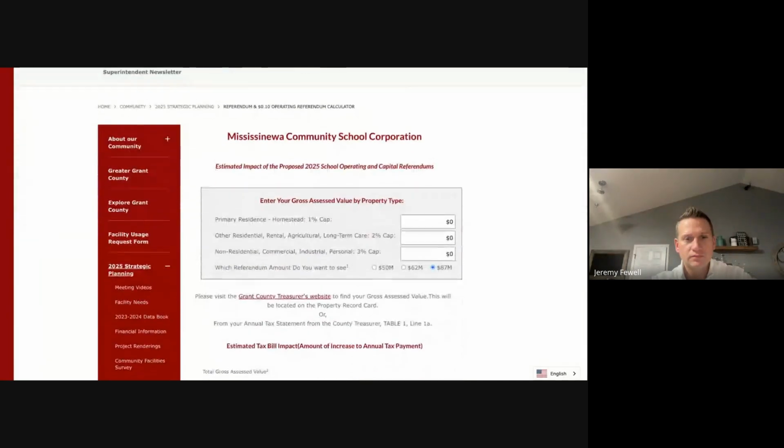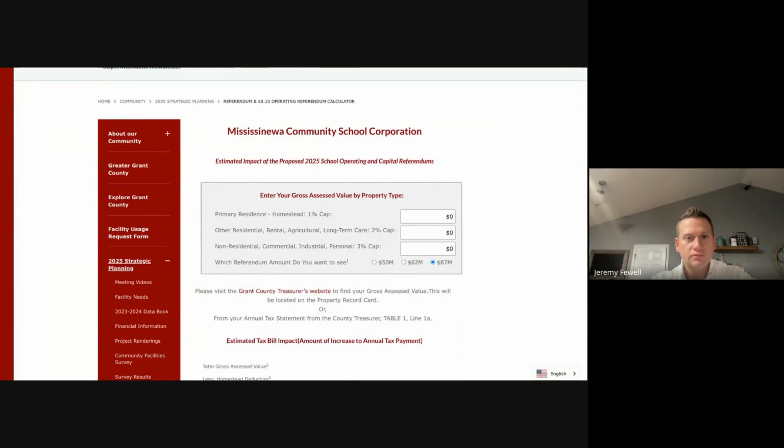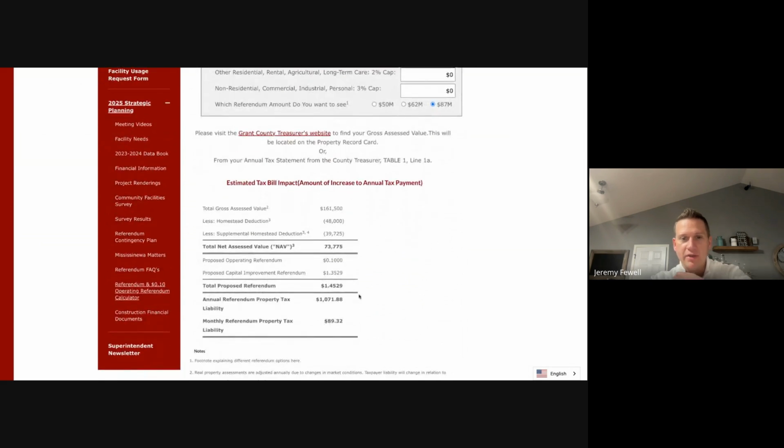Pull that up. So we're going to go on this line right here, $161,500, and that's for the $87 million amount. So you'll see down here, monthly referendum property tax liability, that's on a monthly basis, is $89.32.